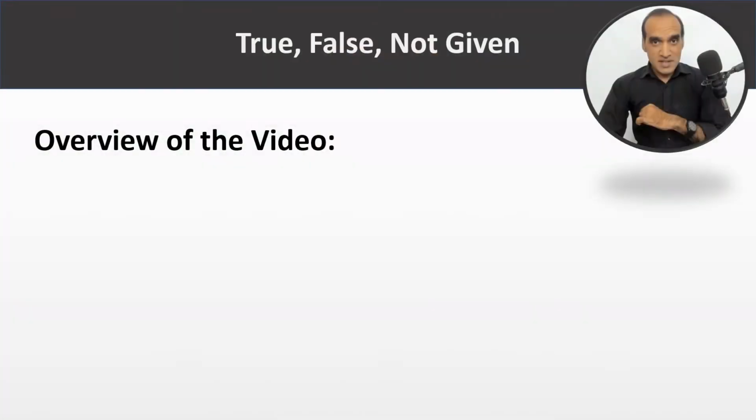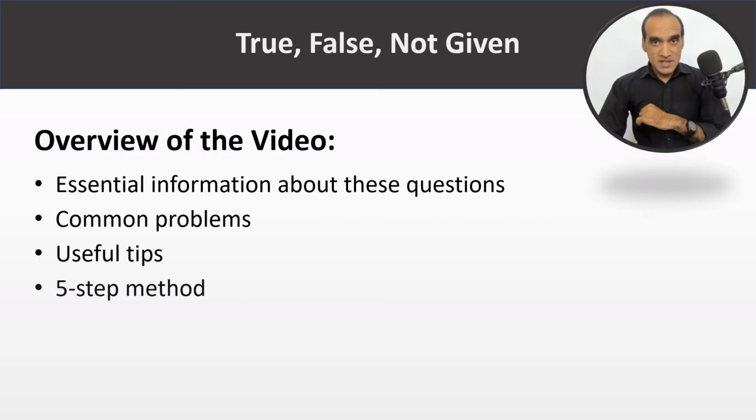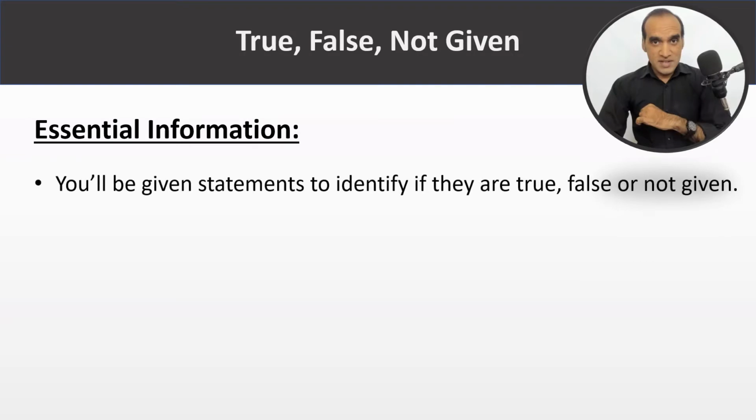So this is the overview of this video. Firstly, we'll see the essential information about these questions, what are common problems, the useful tips, and then a 5-step method and an example. Let us first quickly look at the essential information about these questions. True, false, not given questions require you to identify if the information in a text is true, false, or there is no mention about that at all.